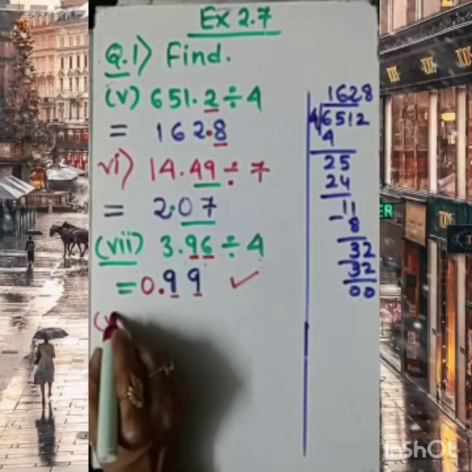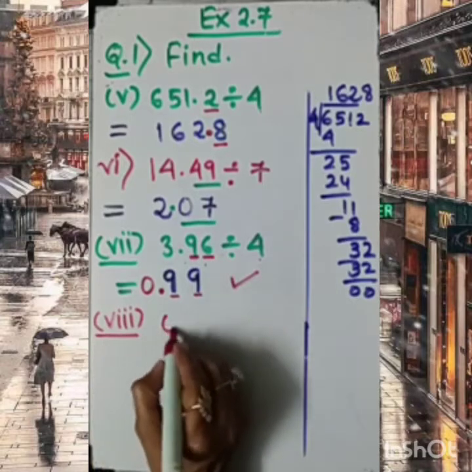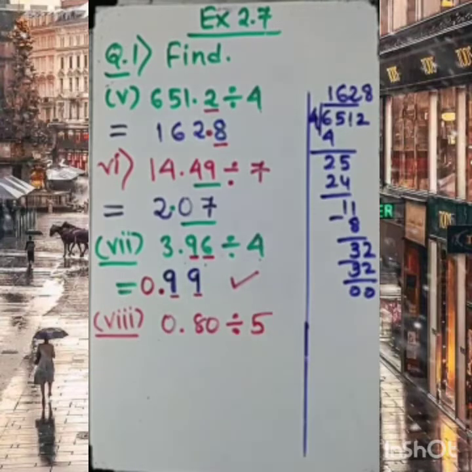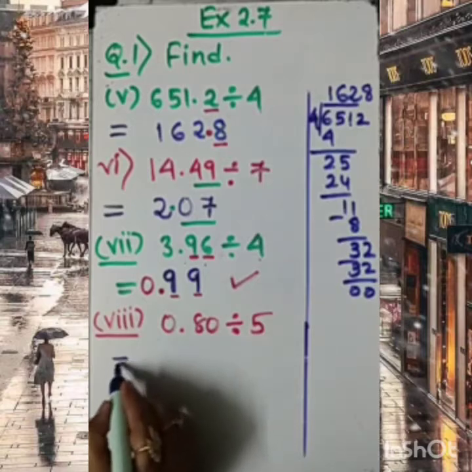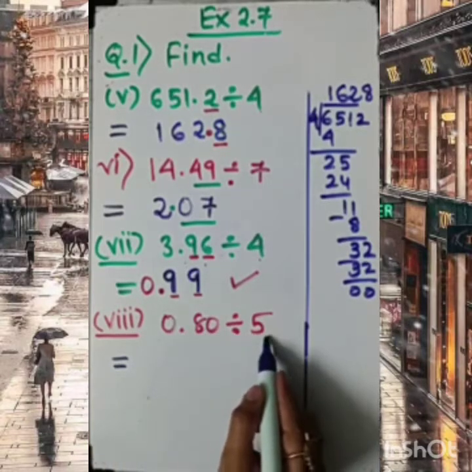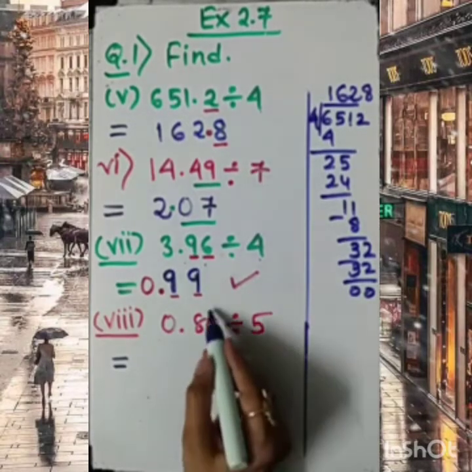Let's try to understand one more through this 8th. We are given 0.80 divided by 5. Now very simple and very easy here. Look at your screen, dear student. 0.80 divided by 5. Don't be afraid. Think that you are not given this 0 point. Only the number is 80.